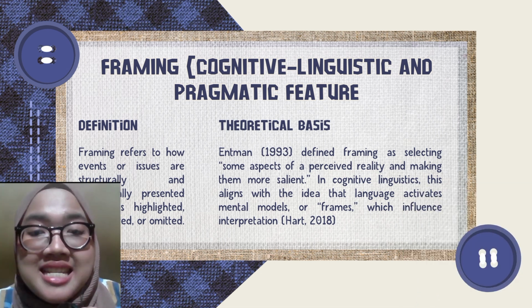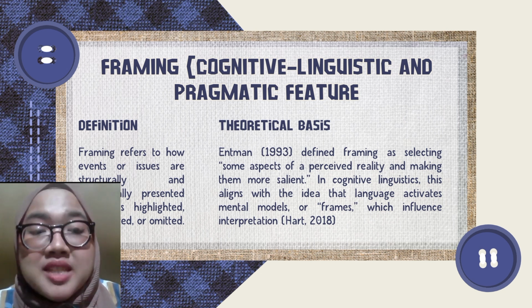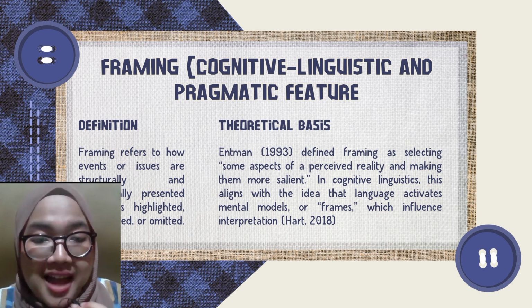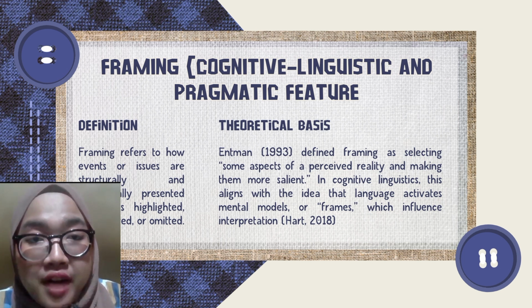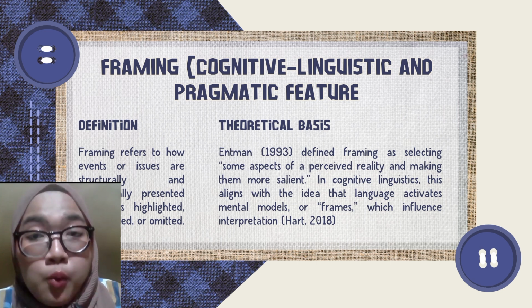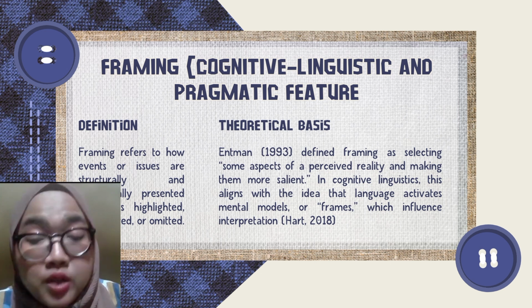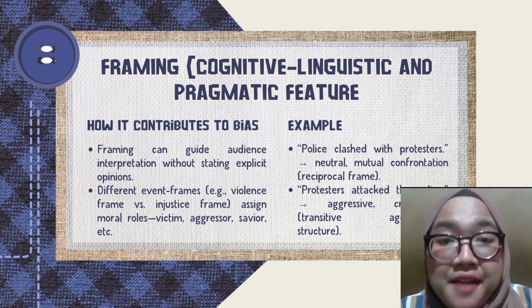According to Edmund 1993, framing is when you highlight certain parts of reality to make them seem more important or noticeable. In cognitive linguistics, this connects to how language activates mental frames or mental models in our mind. As Hart 2018 explained, when we hear certain words or structure, we automatically picture a situation a certain way, and that influences how we interpret the event, even if we don't realize it. Framing is powerful because it can influence how readers think without directly giving an opinion.